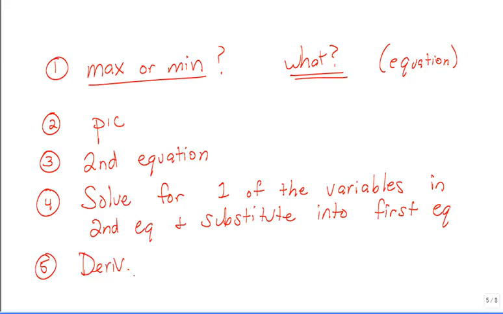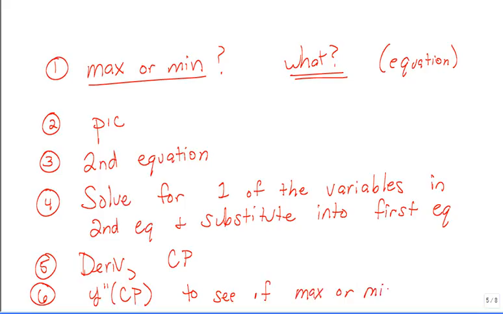Derivative, critical point. Take the second derivative of the critical point to see if you have a max or a min. And that's it. So you do these 6 steps, you'll get to your answer.